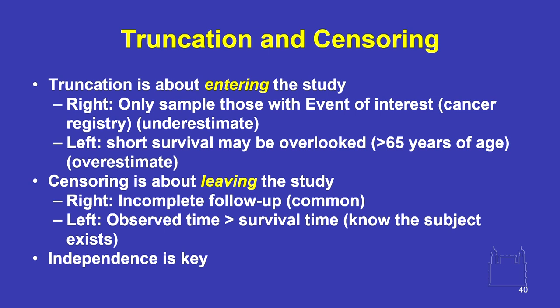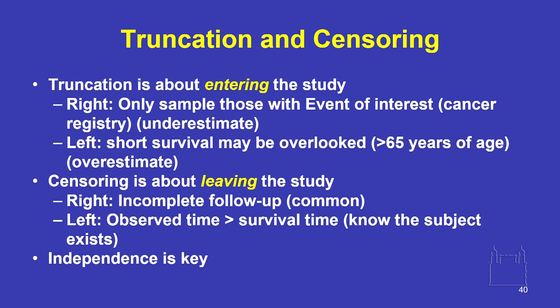Left truncation is because short survival may be overlooked. Let's say you only look at people who are over 65 in your study. Anybody who died younger isn't in your study or had the event younger. So you have an overestimate with left truncation. So sometimes you have these delayed things. We'll talk a little bit more about that and some of the issues on the next slide.